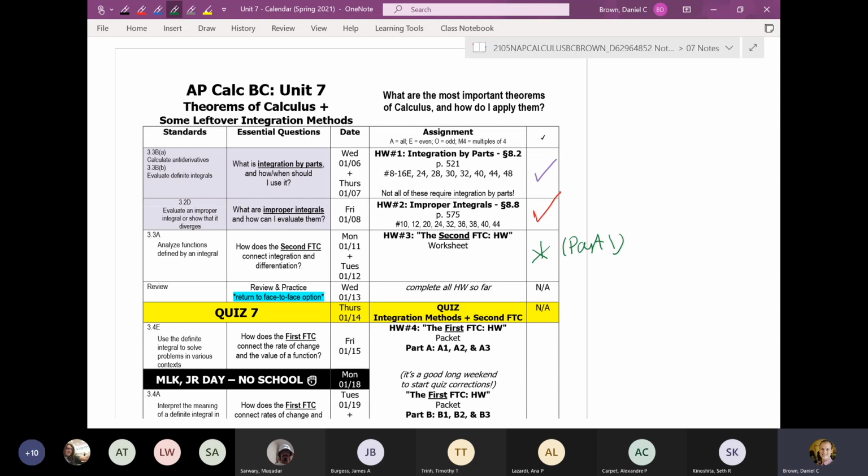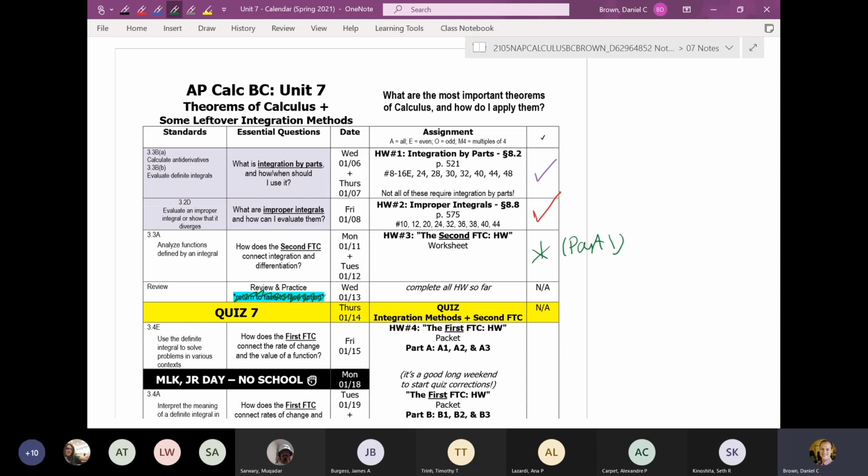Wednesday is going to be just a work day. That, of course, is no longer returning face-to-face. But that first quiz over integration methods and the second FTC is going to be on Thursday. I do want to make sure it's on your radar as well.